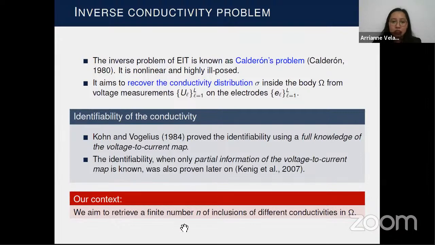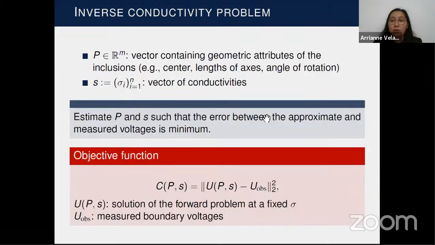And our aim here is to retrieve a finite number n of inclusions of different conductivities in sigma. In particular, we want to approximate vectors p and s, the vector p containing the geometric attributes of the inclusions and s the vector of conductivities, such that the error between the approximate and measured voltages is minimum. So our objective function is this equation here. This is the approximate boundary voltage, and this is the observed or measured boundary voltage.